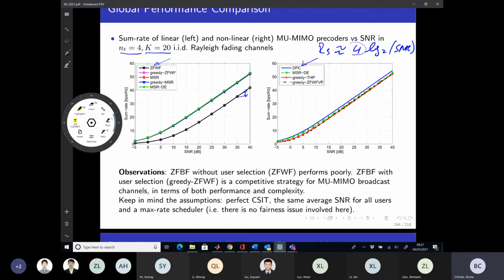So this is good, right? This is much larger than if you were doing single user transmission or TDMA, where you would have only 1 bit per second per hertz, because you deliver only 1 stream for each of those users. Each user has a single receive antenna. Right, so this is the zero forcing beamforming performance.